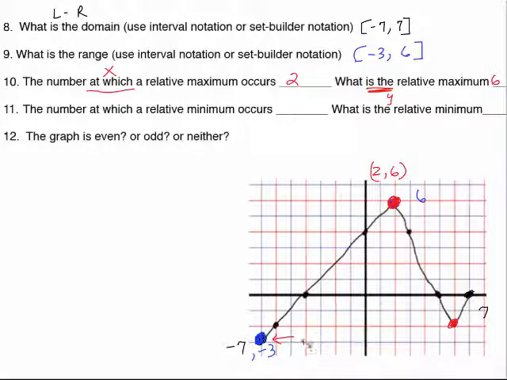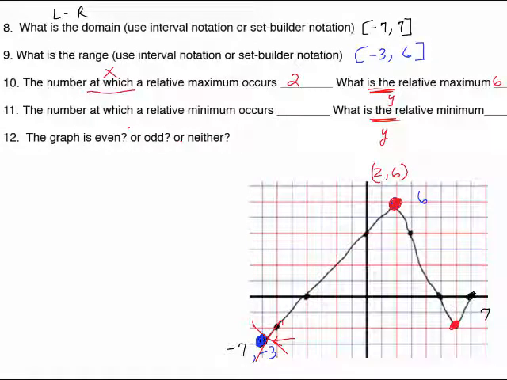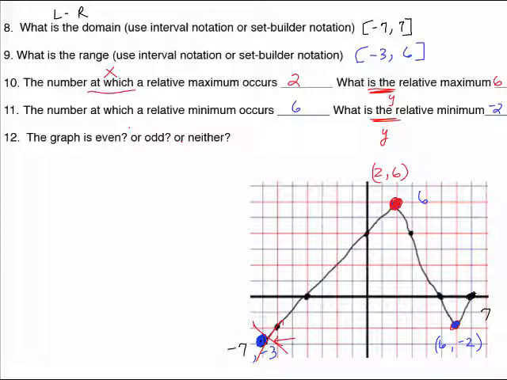You cannot have a max or min at an endpoint, so forget that point. Like relative max, once you identify that the minimum is this low point right here, then you just have to look at the ordered pairs. This is 1, 2, 3, 4, 5, 6, -2. That's that ordered pair. So the number at which a relative minimum occurs is 6. What is the relative minimum? -2.